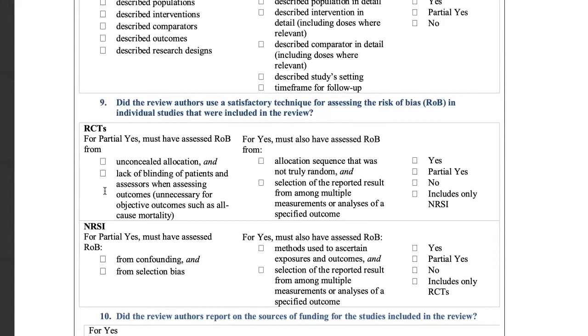And again, for most studies in the rehabilitation field, we cannot blind the patients because patients are aware that they are doing an exercise or they are taking an educational lecture or session or something like this. So it's really, really hard to blind the patients. So most of the reviews don't meet this criterion here.